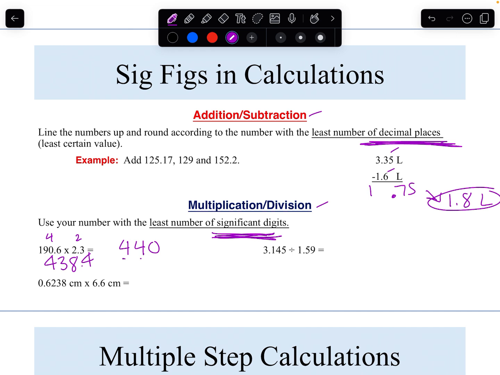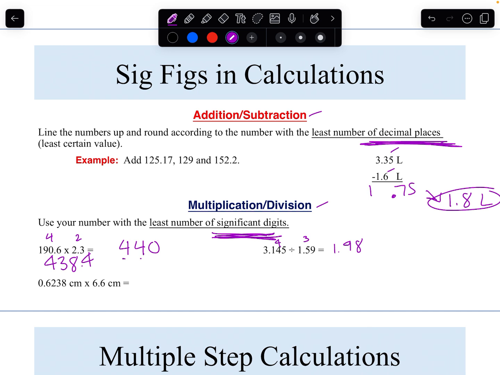Let's do one across the way. 3.145 divided by 1.59. This has 4 sig figs, this has 3 sig figs. My answer is going to have 3 significant figures in it. I do the division and I get 1.98. Remember not to cut answers off. You round. You look next to it. If it's a 5 and above, you round up. You round down if it's below 5. Okay?